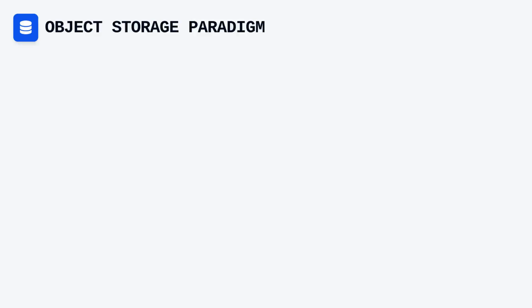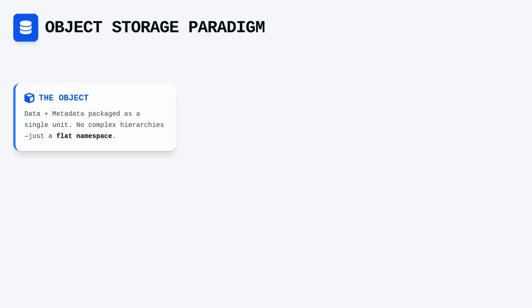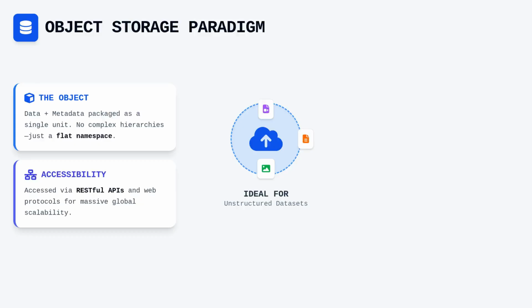Object storage represents a distinct paradigm, prioritizing massive scalability and accessibility over the low-latency performance of disks. By treating every piece of data as an object coupled with metadata, this storage type is ideal for unstructured datasets, such as media backups, log archives, or static asset distribution. Because it lacks a traditional directory hierarchy, it excels at retrieving data via flat namespaces, often triggered through simple RESTful APIs or standard web protocols.